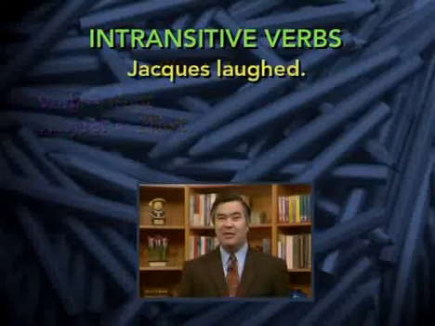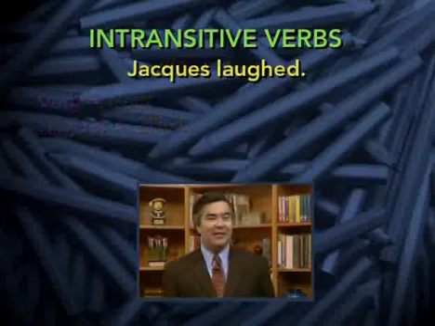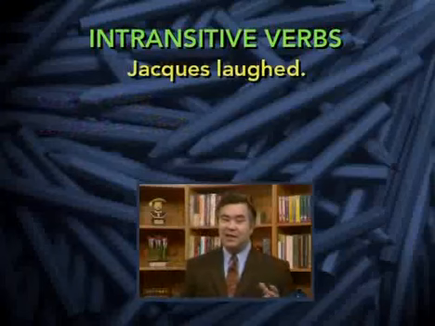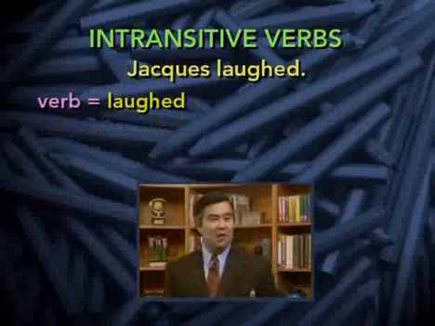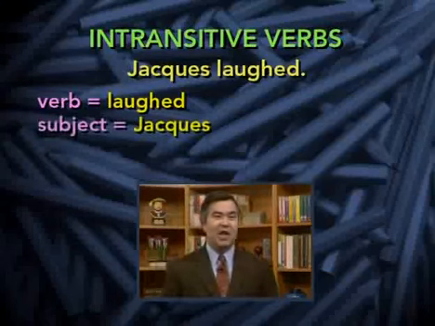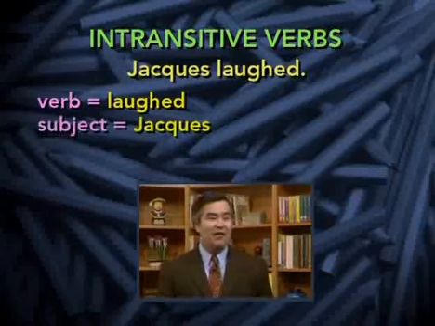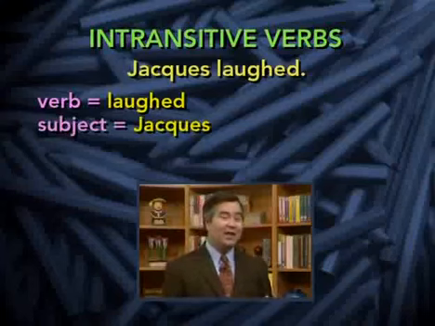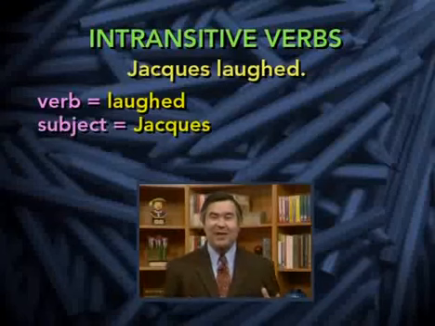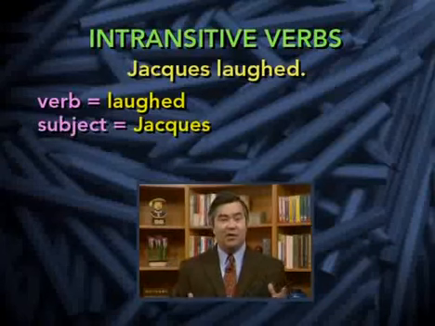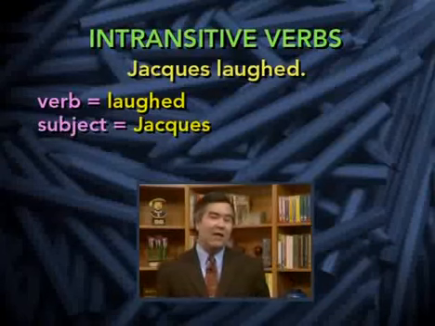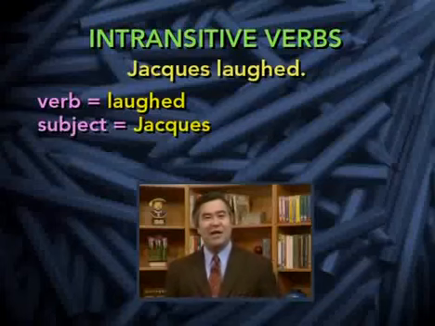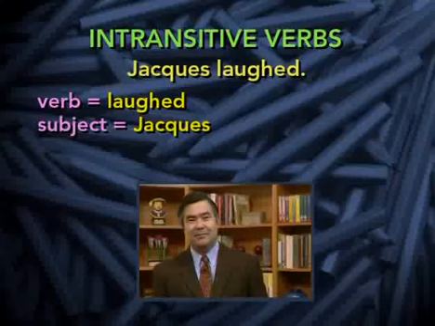Here's another example. Jacques laughed. Again, it's a very short sentence, but it is complete. It contains a subject and a verb. The verb is laughed. The subject is Jacques. Jacques is the one doing the laughing. And there is no object. The sentence doesn't tell us what Jacques laughed. He simply laughed. That's a complete thought, a complete idea in itself, and no object is needed. Once again, we're dealing with an intransitive verb in this sentence.